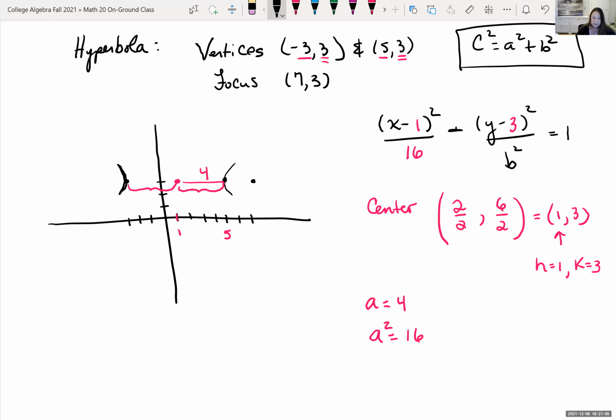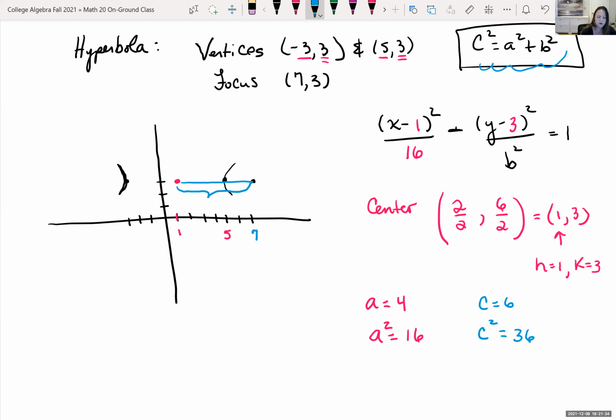We know what C is. We can figure out what C is because C is the distance between the center and the foci. And we're given one of the foci. So if we find that distance from 1 to 7, which is 6, I know that C is equal to 6. So we know C squared then is 36.